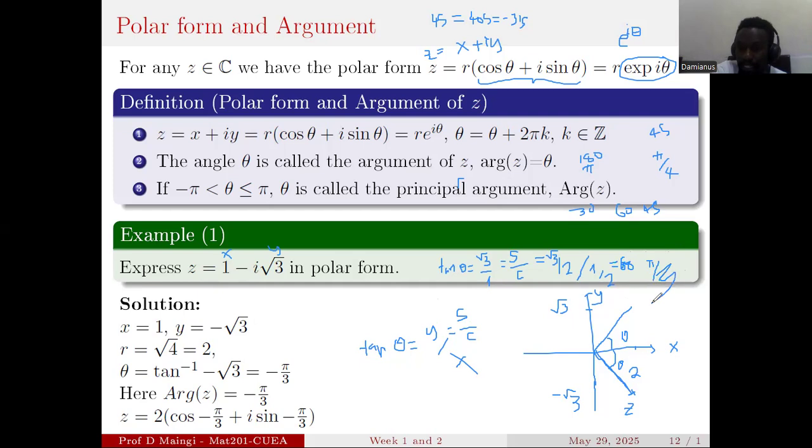So really, this angle is pi over 3, but the one we're looking for is the negative one. So this turns out to be minus pi over 3. Okay? So the argument here is minus pi over 3. And so the answer in polar form is z equals r cosine theta, which is cos of minus pi over 3, plus i sine minus pi over 3. And that's it, ladies and gentlemen.